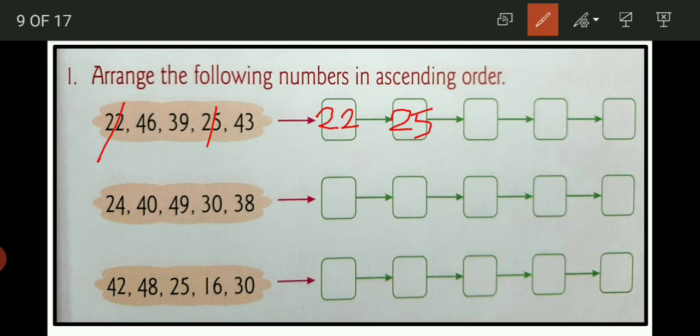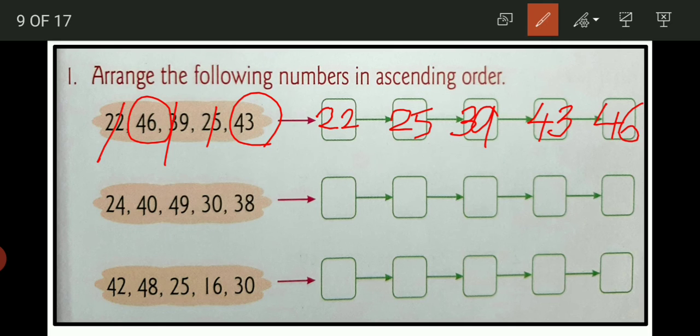Now these two numbers were having 2 in the tens place. Now which number is next? That is 3 in the tens place. So the next number that is a little bit greater than 25 is 39. So write down 39. Next, within these two numbers, which one is the smaller? 43. So 43 we will write first, and the biggest number in this set, that is 46, we have to write at the last.